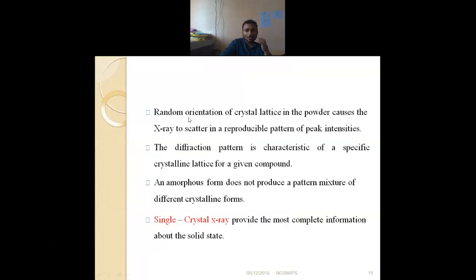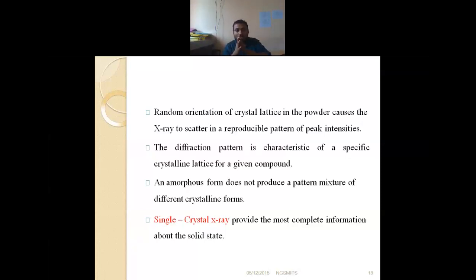So the random orientation of the crystal lattice in the powder causes the X-ray to scatter in a reproducible pattern of peak intensities. The beam of light will be scattered. The diffraction pattern is characteristic of the specific crystalline lattice of the given substance.